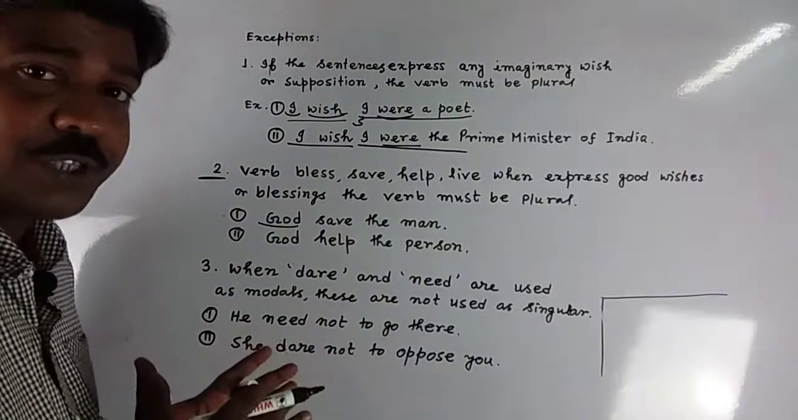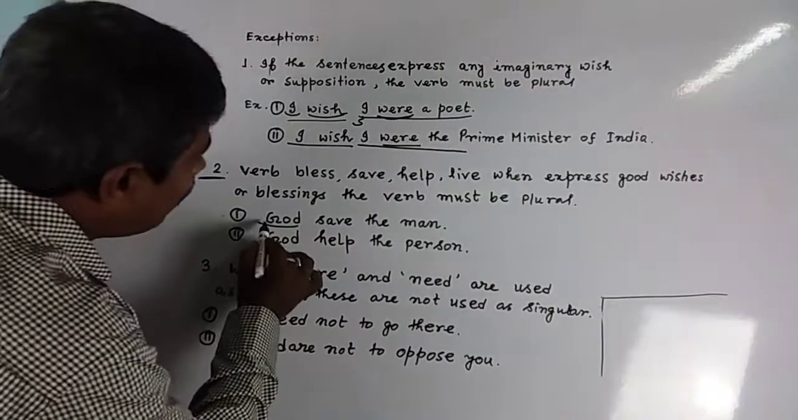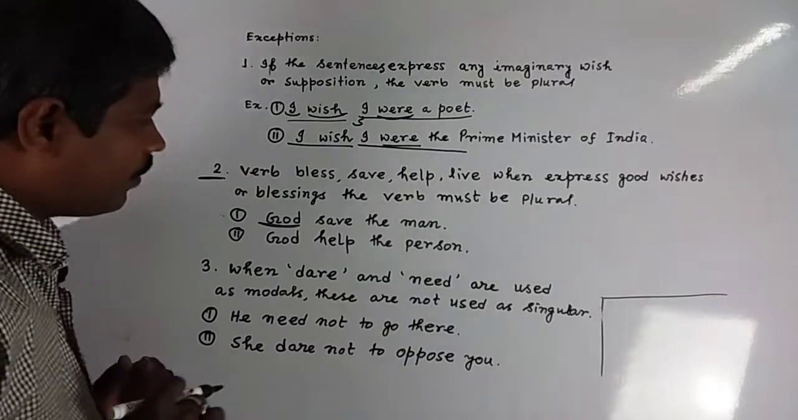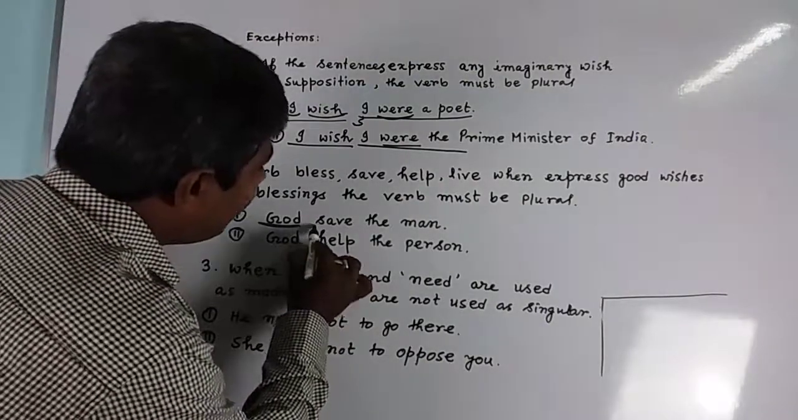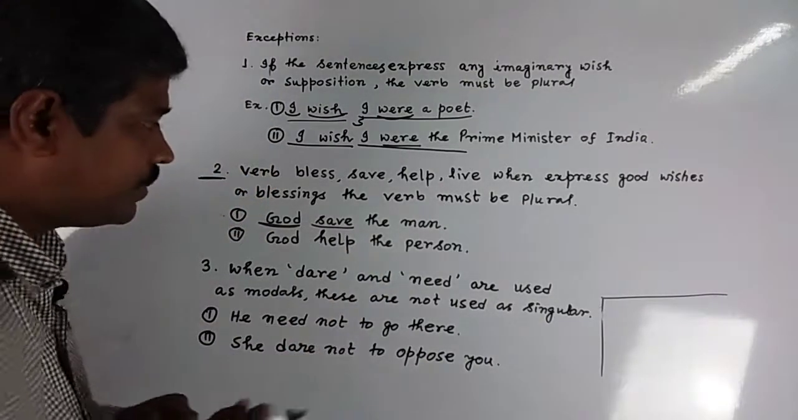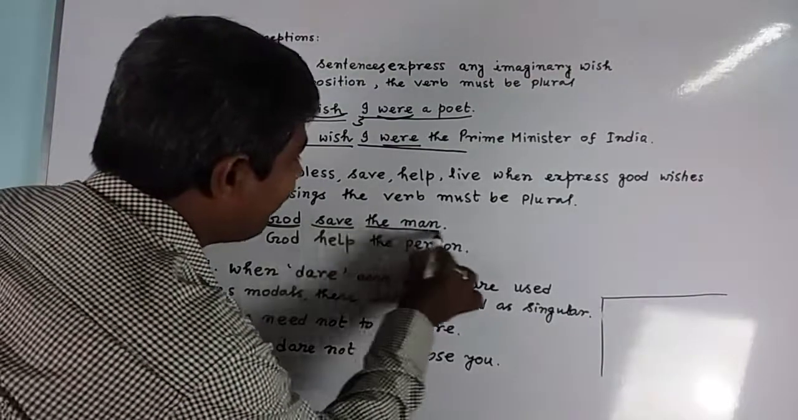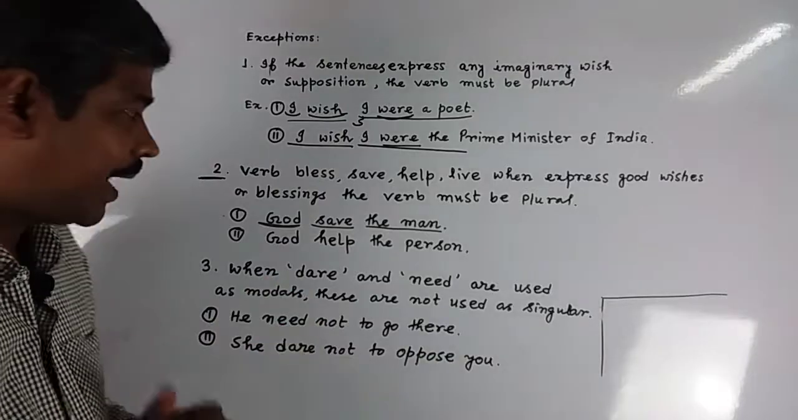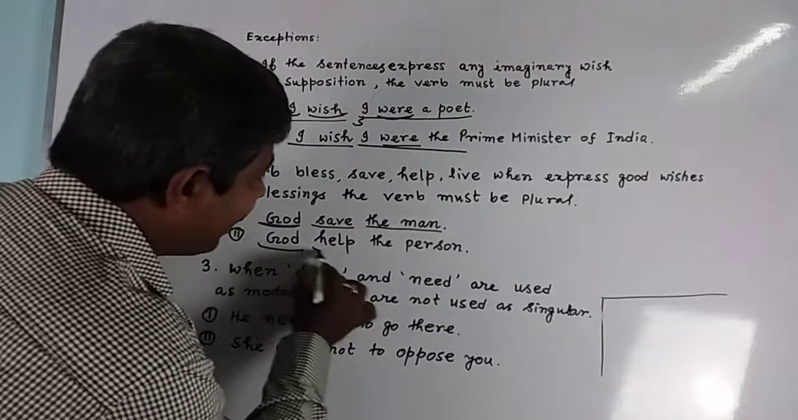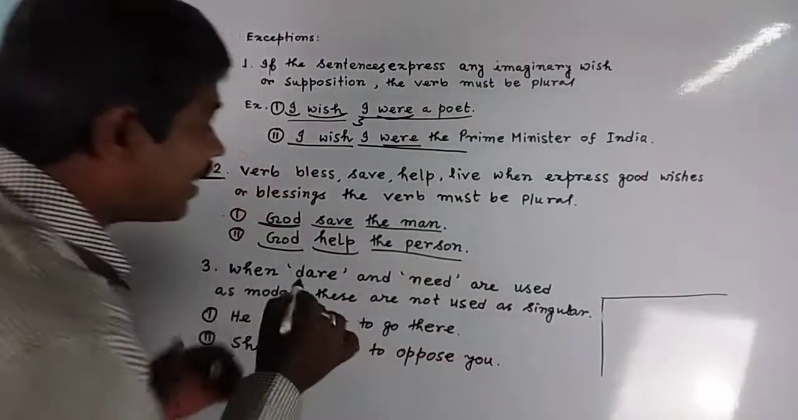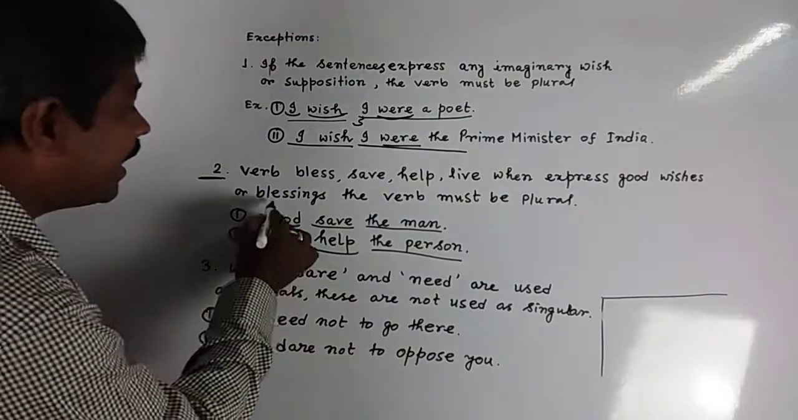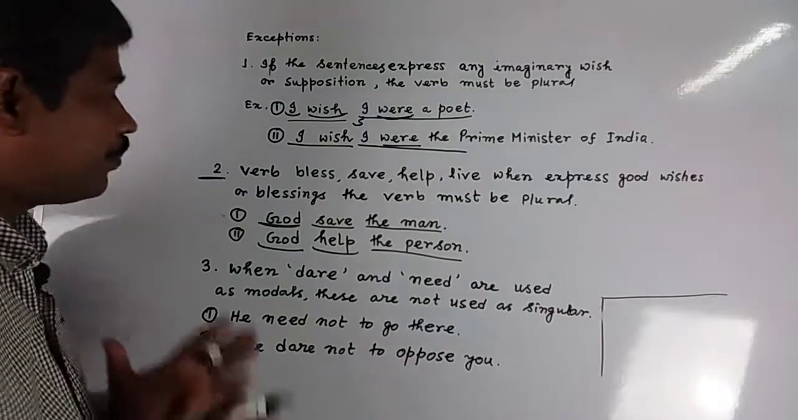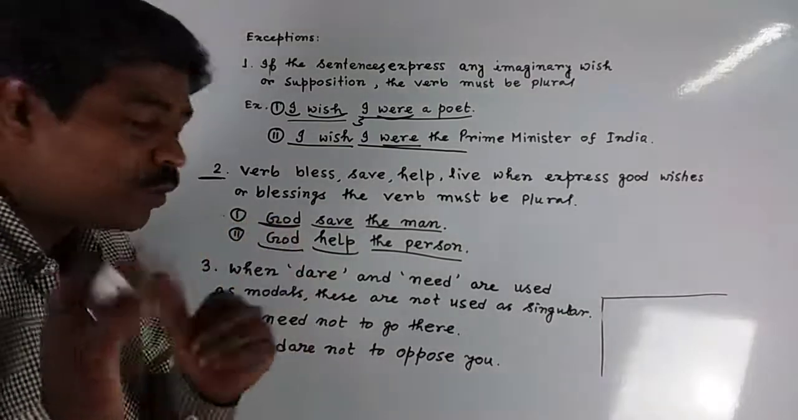These are the exceptions. So God, this is the third person singular form. We have to write down save, not saves. God save the man, not God saves the man. Here God help the person, not helps the person. If we write he, we have to write is. But these are the conditions, we have to remember it.